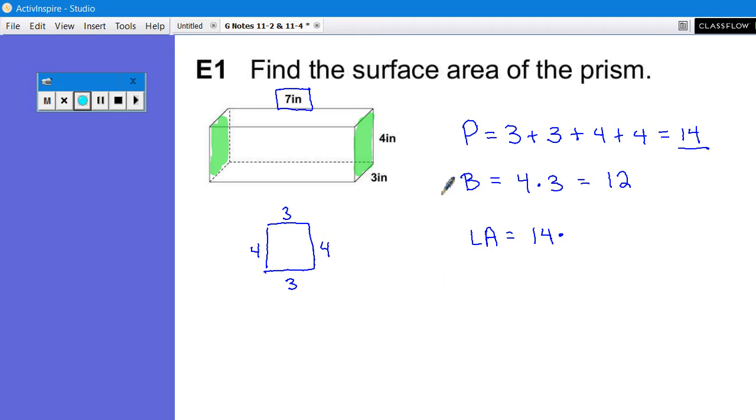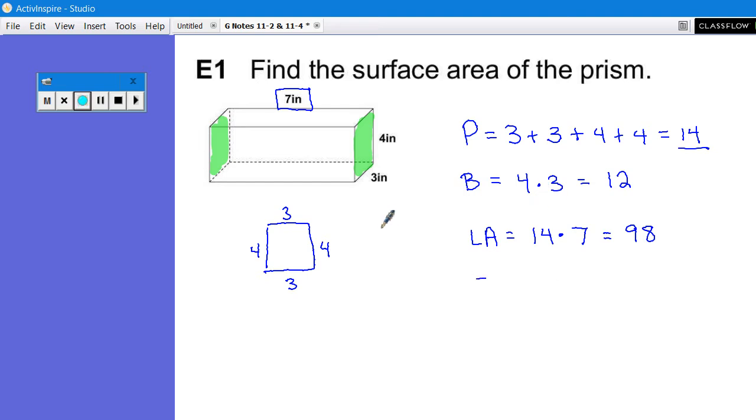So when we use it in this formula, it's going to be the perimeter times the height of the prism, which is going to be 7. So 14 times 7 means you're going to be looking at a lateral area of 98.